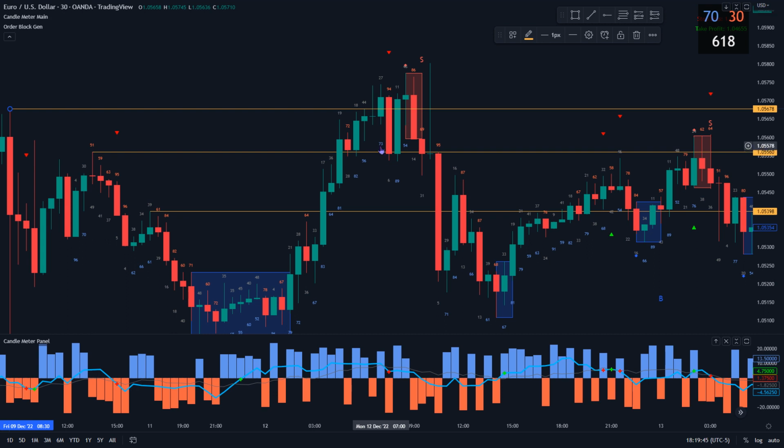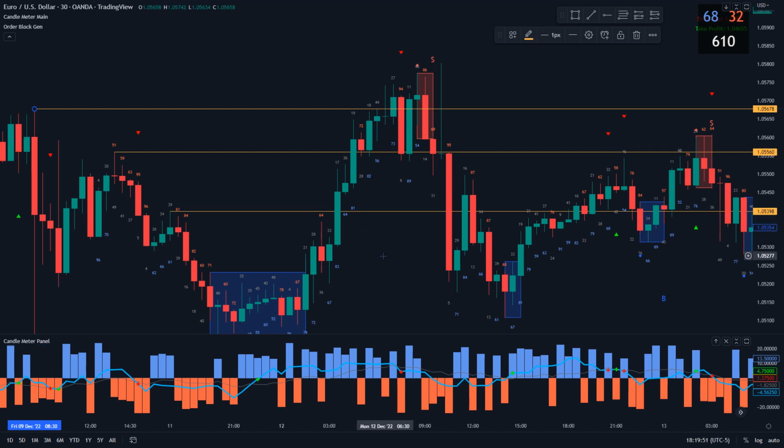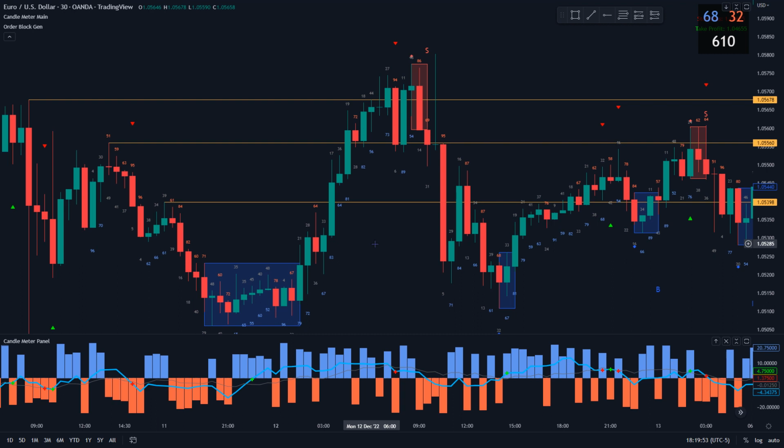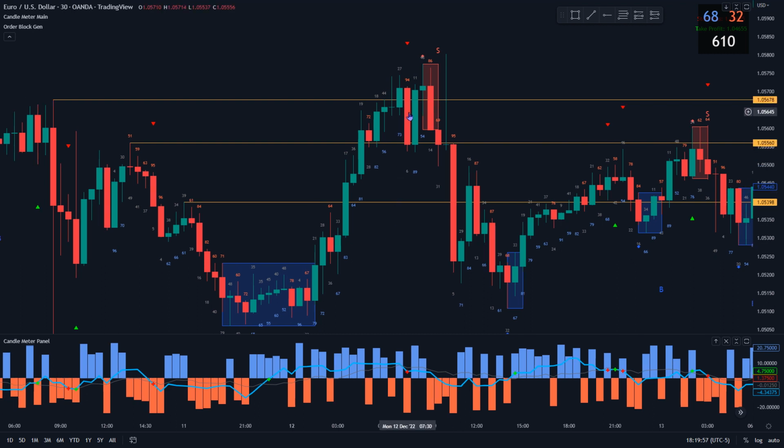Now, of course, like I said, you can come up with your own number. 75 might be a good number. 70 might be a good number. But just for this example, we're going to just use 80. You want to look for 80 or above to take a high. So even though it did take this high, the candle meter is kind of telling us these candles that are taking it aren't super strong.